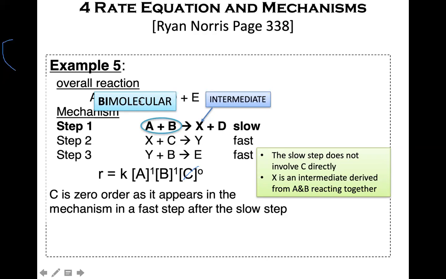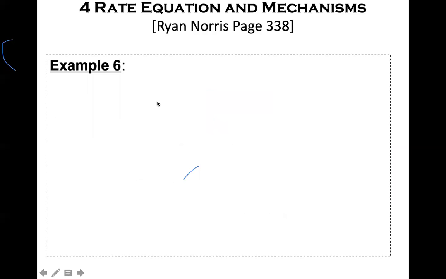Now, the type of mechanism, is it unimolecular or bimolecular? We look at the slow rate determining step. Okay, you have A and B. You have 2 types of species reacting in the rate determining step. So if you have 2, it's bimolecular. All right. I hope that's clear for everyone.